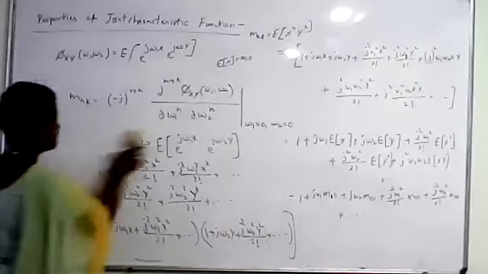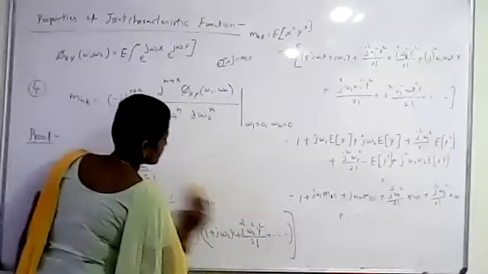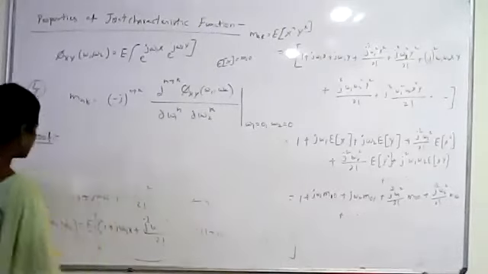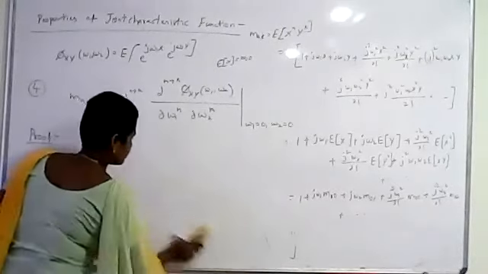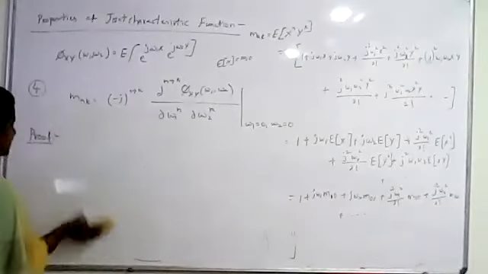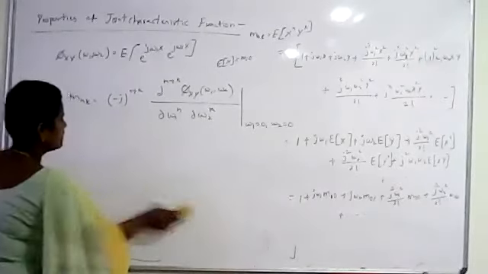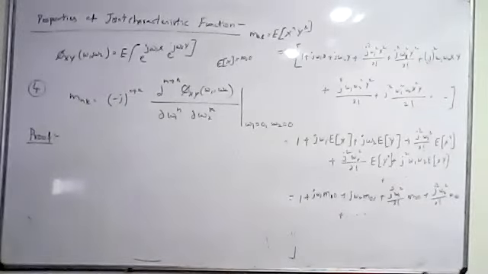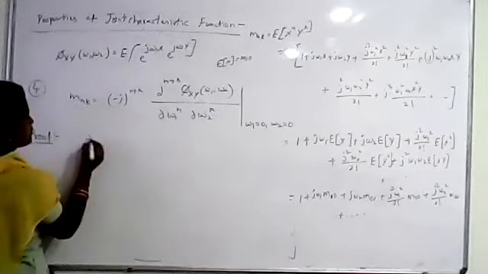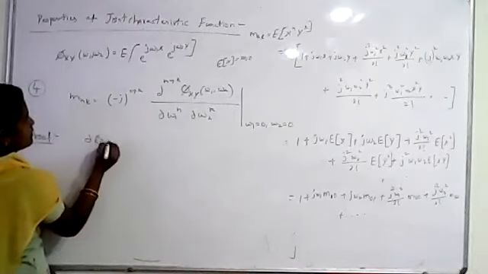So now what are we doing? We are differentiating this partially with respect to omega 1. Then substitute omega 1 equal to 0. Differentiate this.